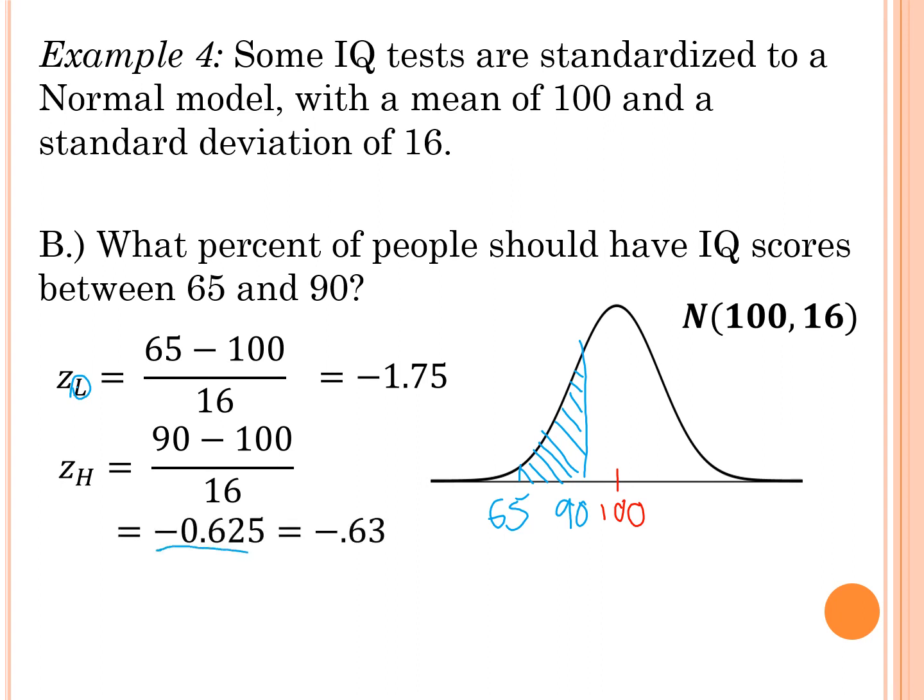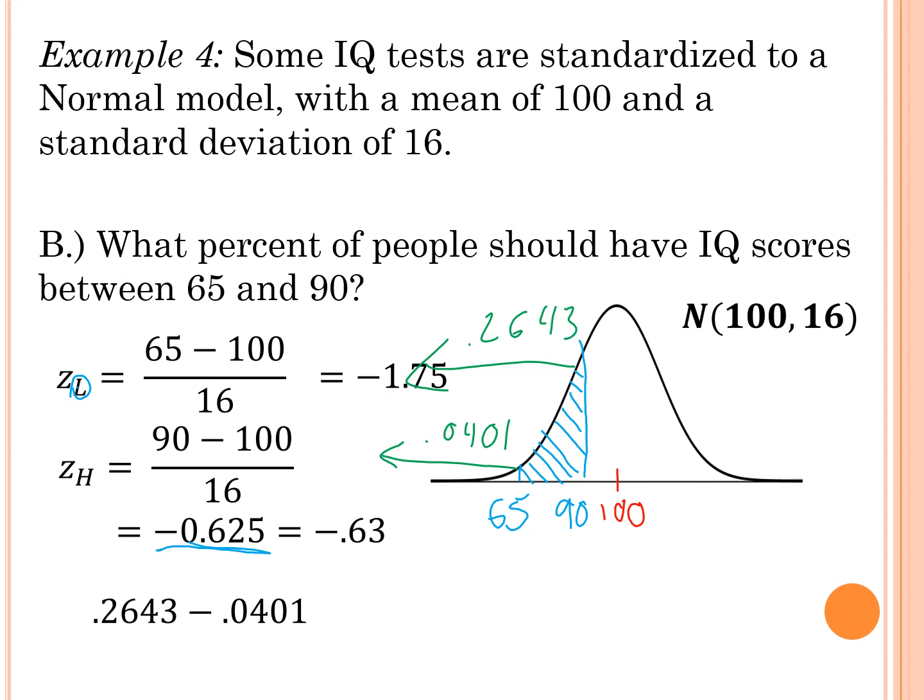We always round z-scores to the closest second decimal place. We go to the table, we look these up, and we get these two values. For the higher one, we get a value of 0.2643. And for the lower one down here, we get 0.0401. So to find the area that's in between those two values, we're just going to take the bigger one, subtract the smaller one, and we get 22.42% of people between those two IQs.